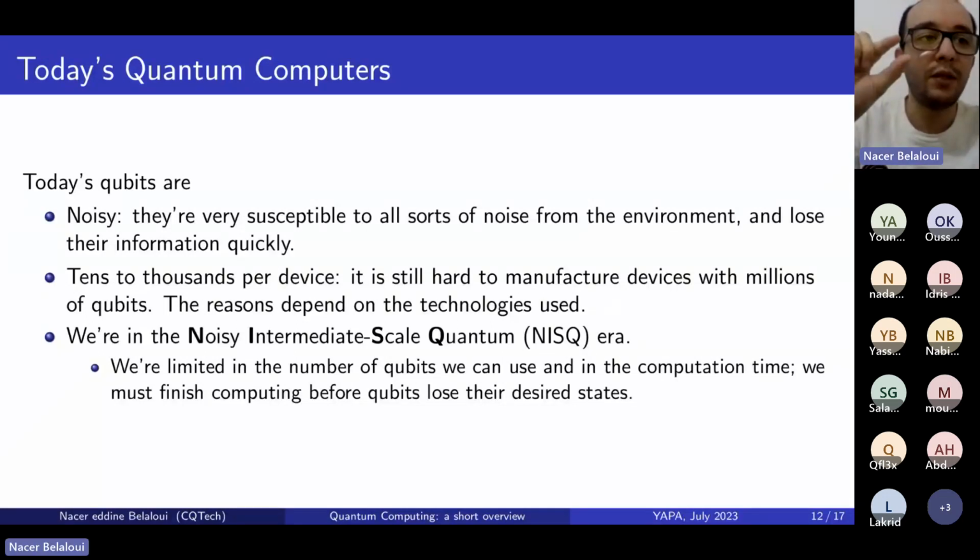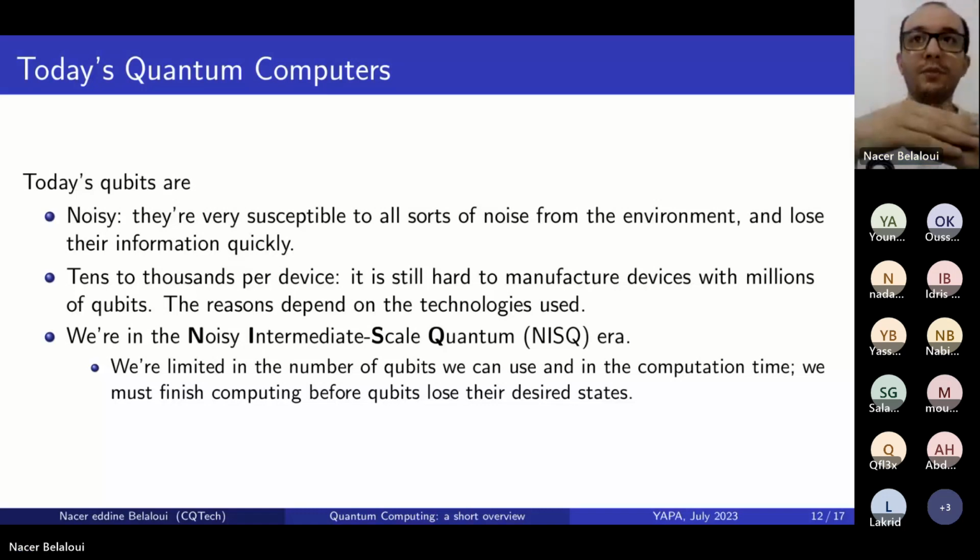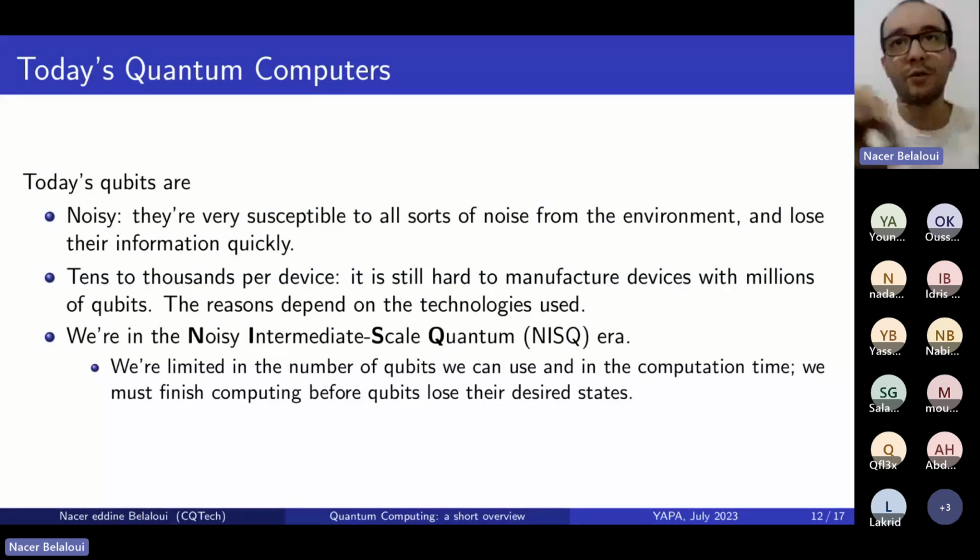So we will take this noise problem and the problem of qubit count, and put them in a term which you will find in the literature. It's called the NISQ era, or the noisy intermediate scale quantum era. So we have noisy qubits. We have not just 1 or 2 qubits, but tens to thousands. So it's an intermediate quantum era. So this is the NISQ era.